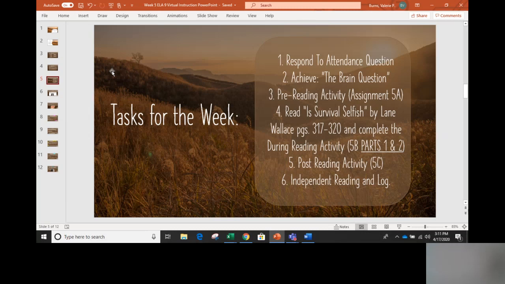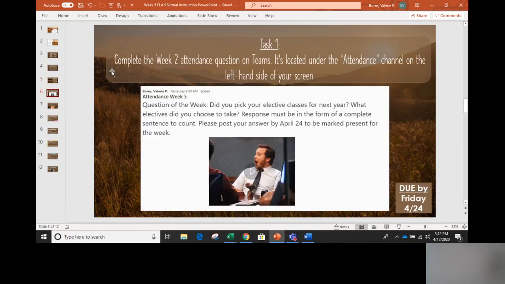That's usually the essential question. And then, of course, your independent reading and log. So if you have not done so already, please go ahead and answer the attendance question on Teams. It's located under the attendance channel, as you hopefully know by now.